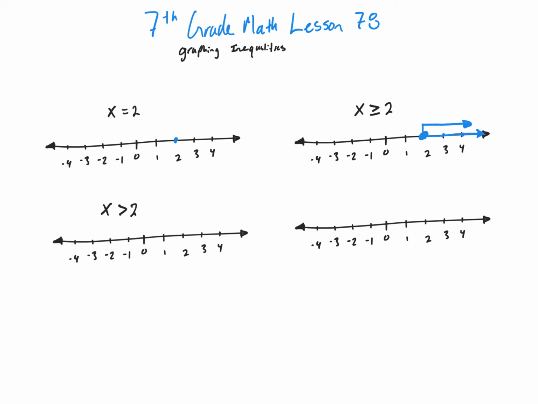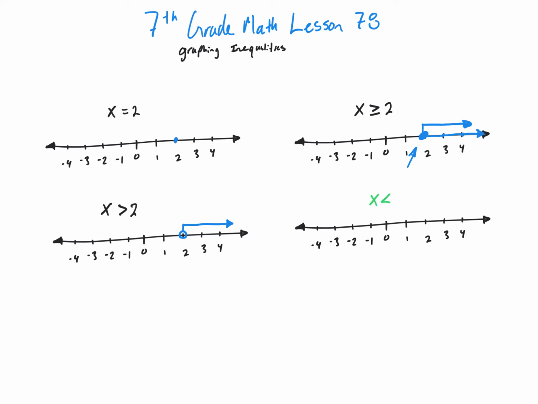So how we draw that, instead of drawing a closed circle like we did up here, we're going to draw an open circle around 2, meaning everything up from 2, but not including 2. And then we're going to draw still the same arrow going off to the right, because those are the numbers that are larger than x. So let's go and do another one then. What if we had something like this?